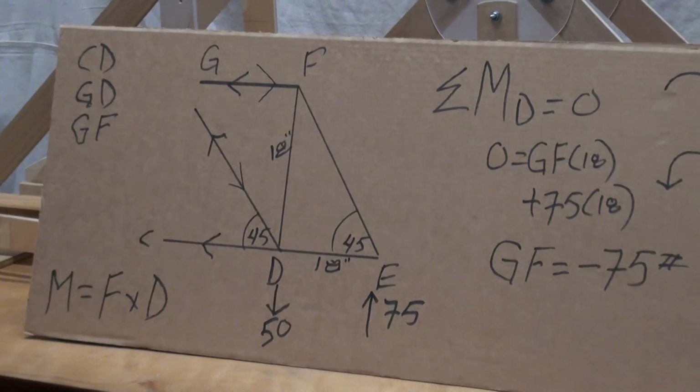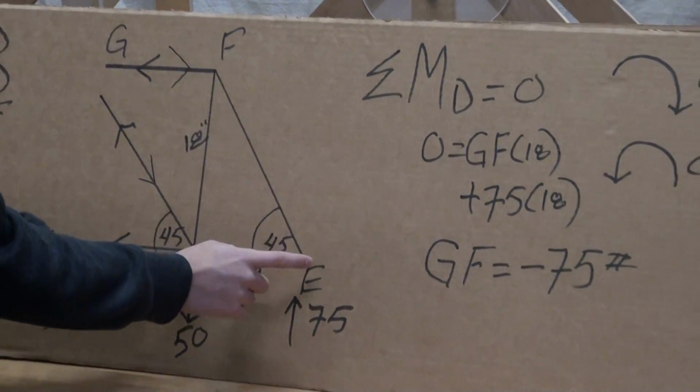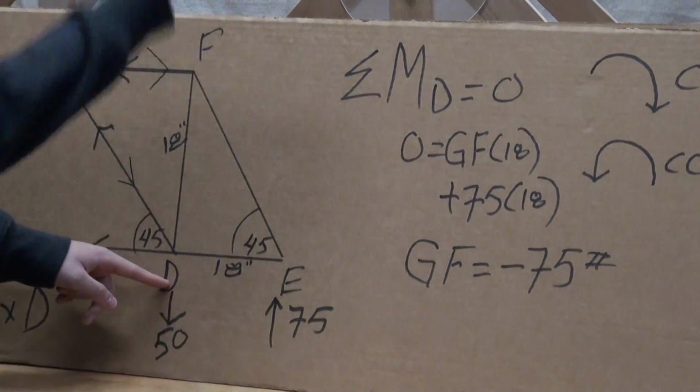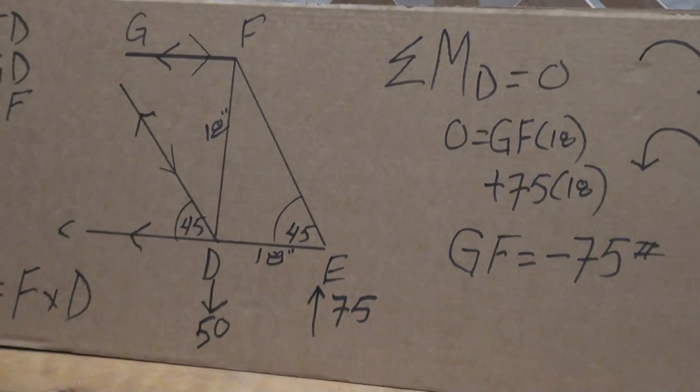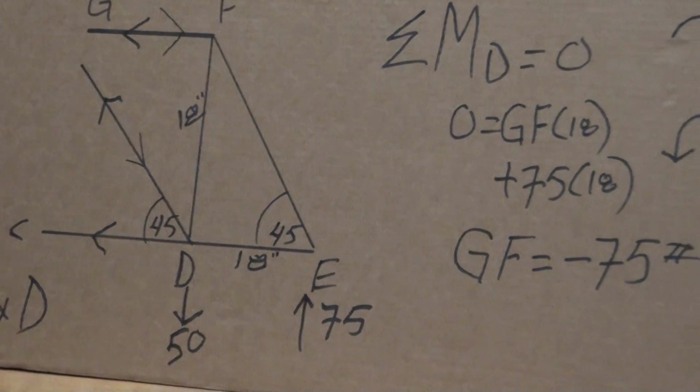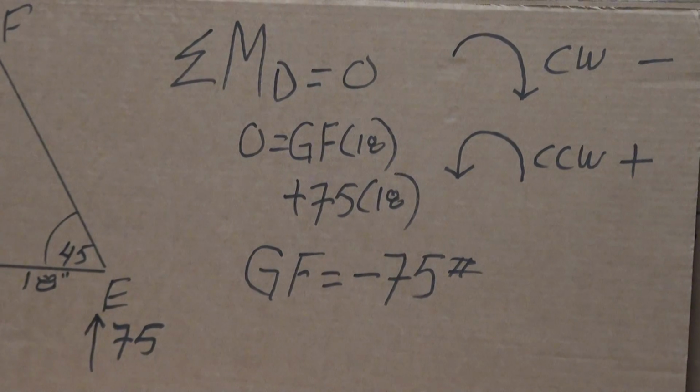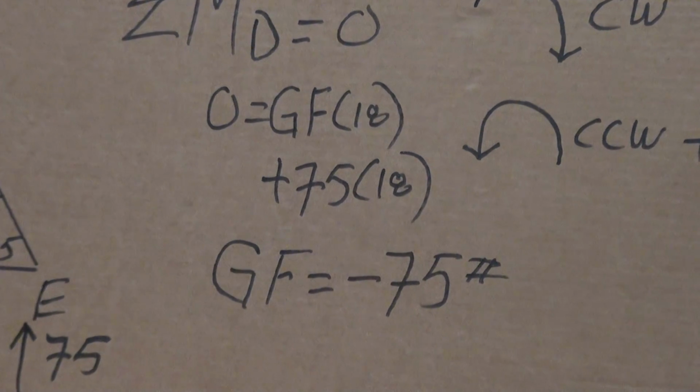Beautiful. So what's left? All that's left is the reaction at point E, which is counterclockwise, so it's positive. And the distance? The distance is 18 inches. So there's our formula, and we get GF equals negative 75 pounds.